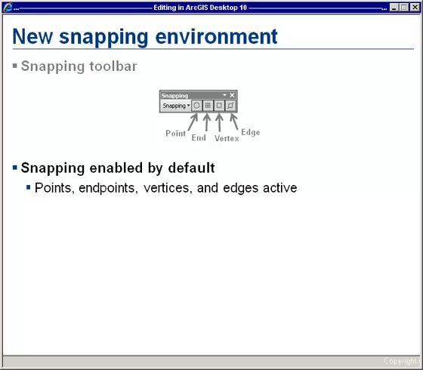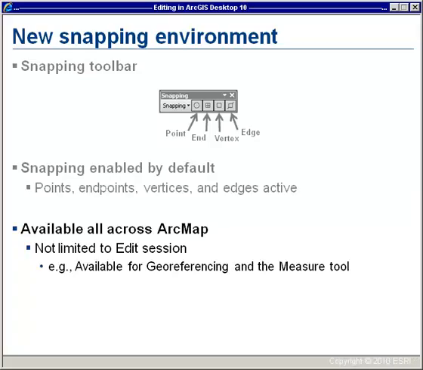and also have some different options for the snap tips. Another big improvement about snapping is that it's available now all across ArcMap. That means it's not limited anymore to just an edit session. For example, let's say we're georeferencing a raster or a CAD file. We can use any of the snapping parameters that we've set on the snapping toolbar. Or if you're measuring a distance with a measure tool, all the snapping parameters are available to you there as well.